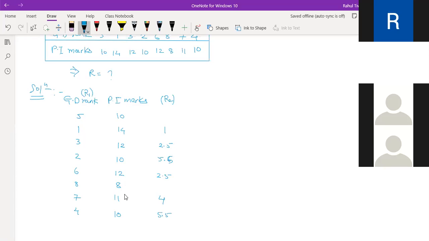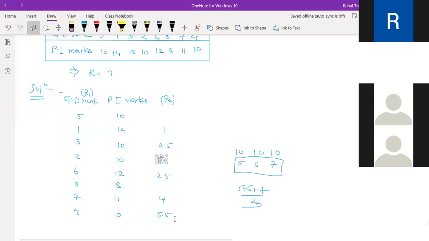Sorry, here 10 is repeated thrice. Can you see? I forgot that. 10 is repeated three times. So the ranks are 5, 6, 7. We need to add all these ranks and divide by 3. So 5 plus 6 plus 7, how much is it? 11 plus 7 is 18. 18 divided by 3 is 6. So everywhere we have to give 6.